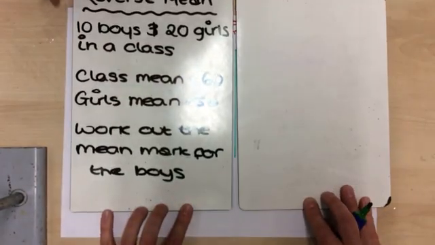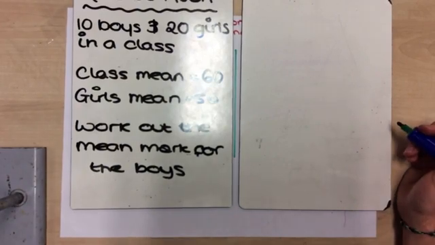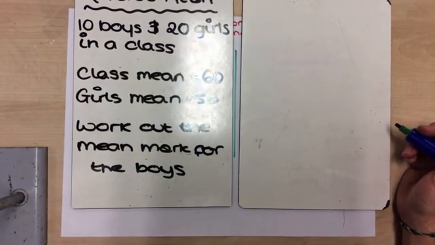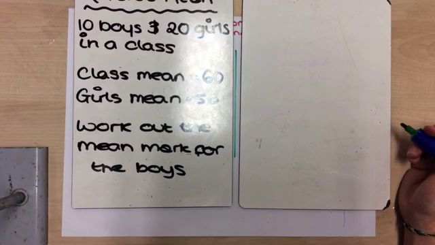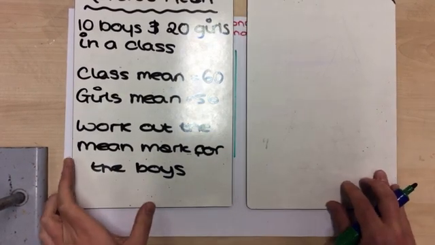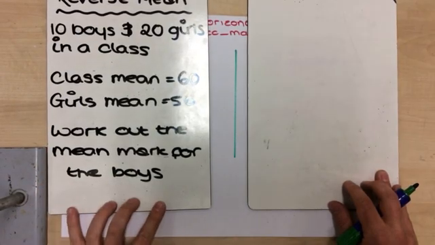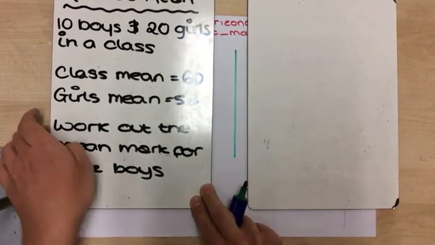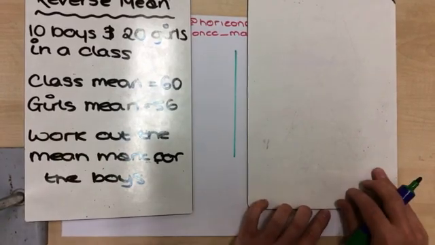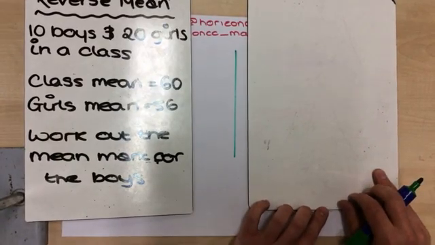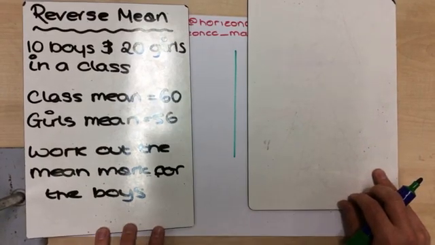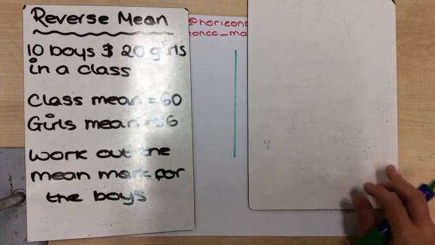Okay, Miss Milner's written me a question here. Thank you. Some student asked for a reverse mean question, so Miss has kindly gone out and found one for us. Make a gap in the middle. Is that better? Is there no glare? I know you've got a bit of a lag. Is that better? There we go.